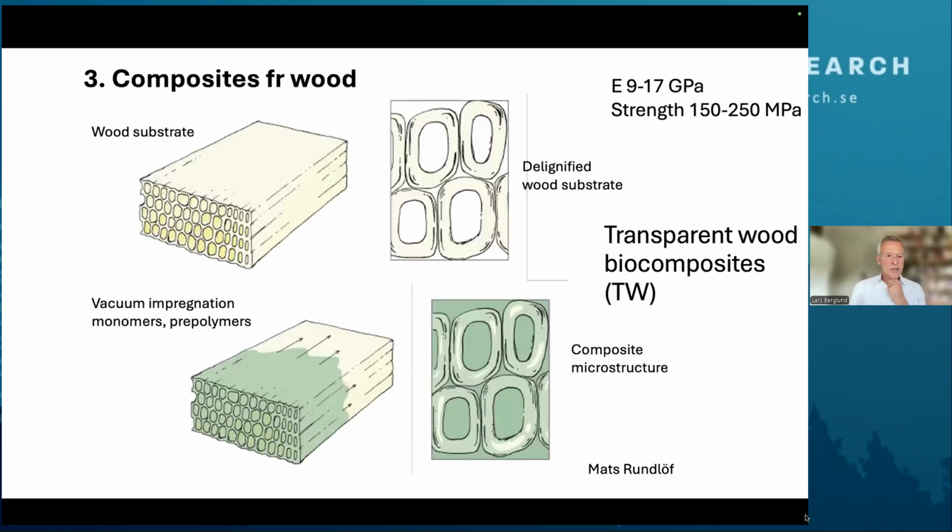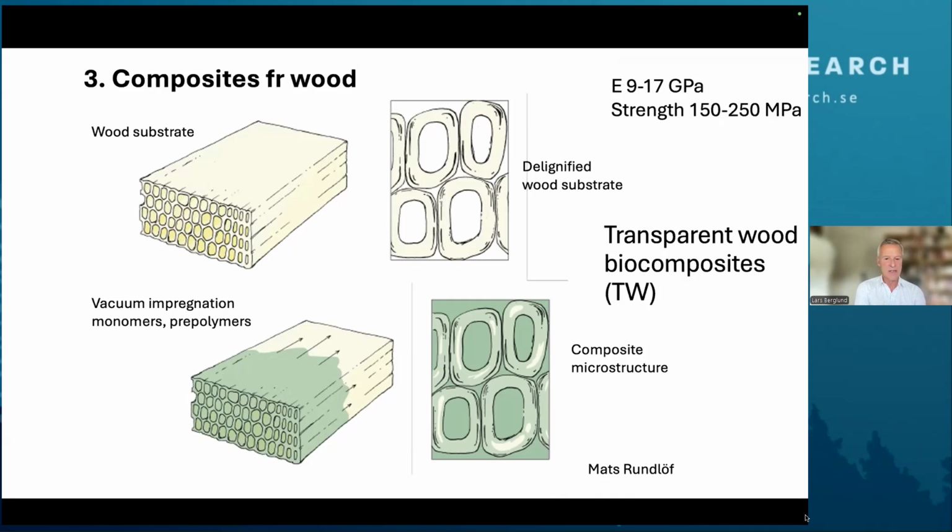So my final topic then is composites from wood. And as I mentioned in the beginning, this was done already in the 1950s, 60s with phenol formaldehyde impregnation. And formaldehyde, I don't think is good. It's used, but we should really try to find alternatives. So it is interesting to revisit wood composites.